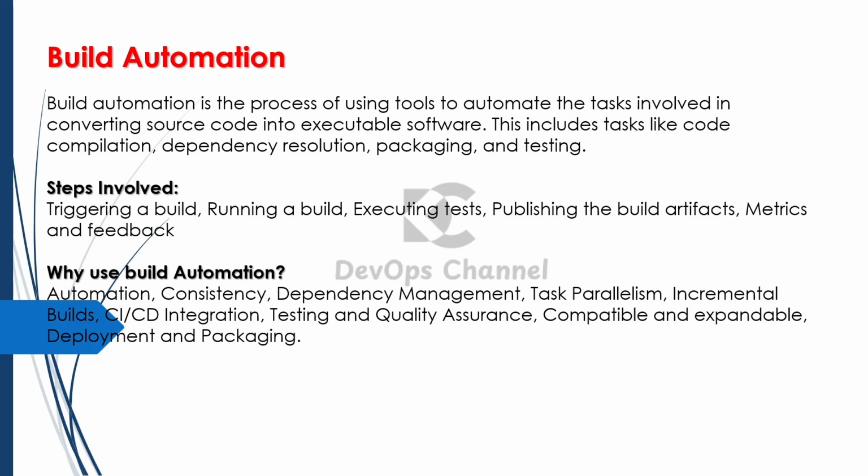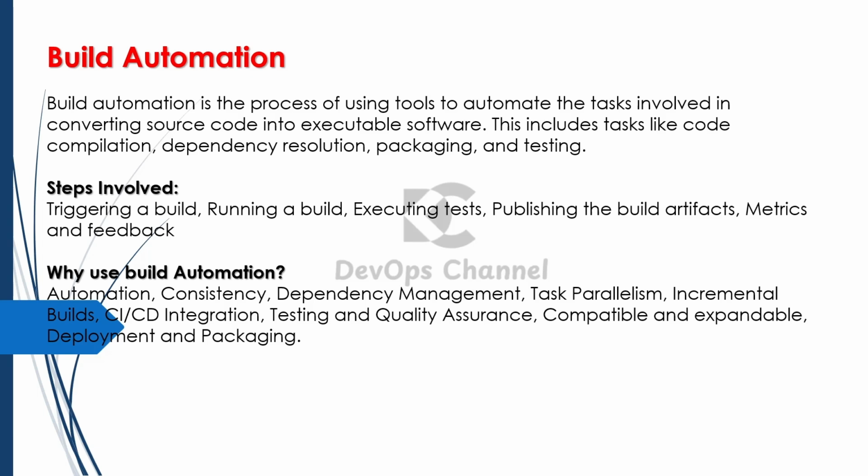Hi friends. In the previous lecture, we have seen what a version control system is, what its types are, and also the tools used for version control. The most popular tools are Git and Subversion. You might have heard about them or used them. Now let's move ahead and discuss another keyword used in DevOps, which is build automation.